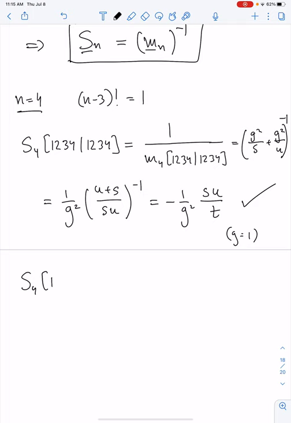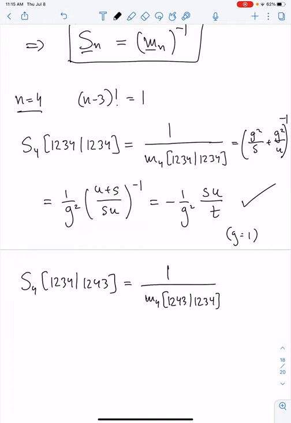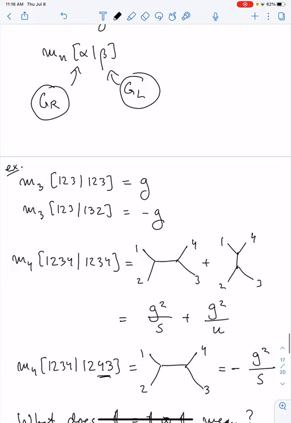Likewise, if I looked at the kernel 1, 2, 4, 3 in the second argument, this would have to be 1 over mn, and I have to be careful with the ordering of my elements here. So this is actually 1, 2, 4, 3, 1, 2, 3, 4. And that is the same as g squared with a minus over s inverse, because that was the amplitude that we computed right here.